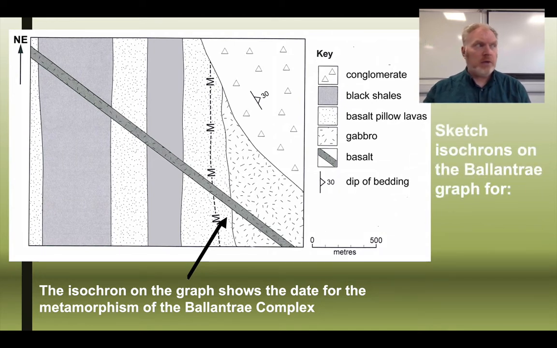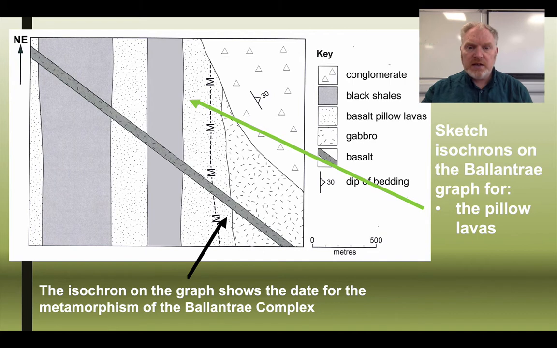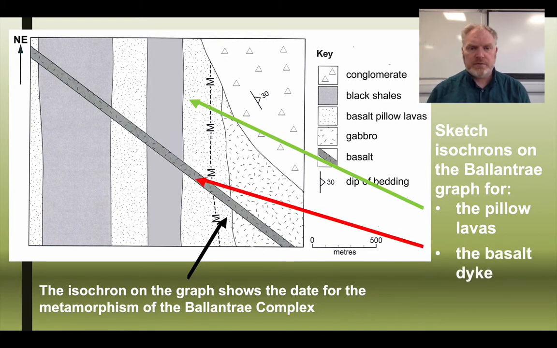What I'd like you to do now on that graph is sketch the isochrons for firstly the pillow lavas, and secondly the basalt dike. Sketch those onto your graph. You could use different colours, label them up, but show us where they will come on that isochron graph with samarium neodymium dates. Have a go at that now. Again, you might want to press pause again to have a go at that.